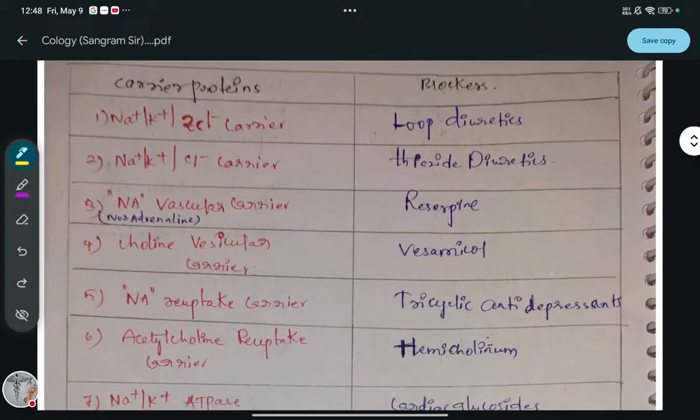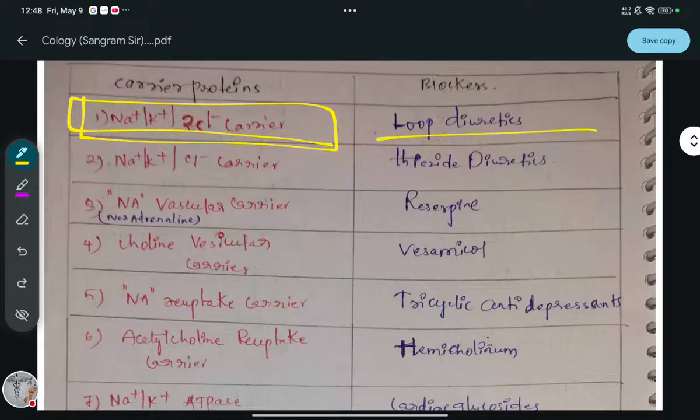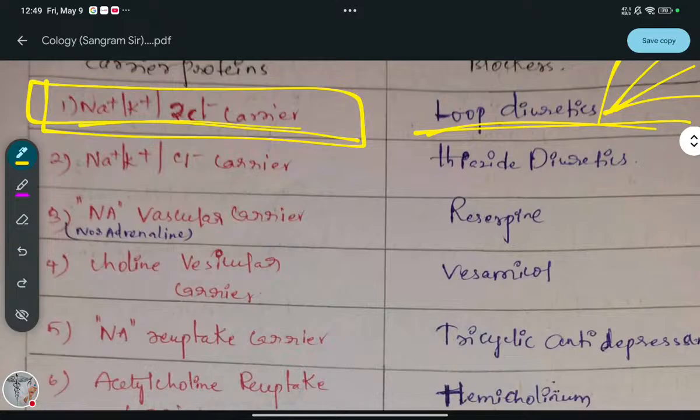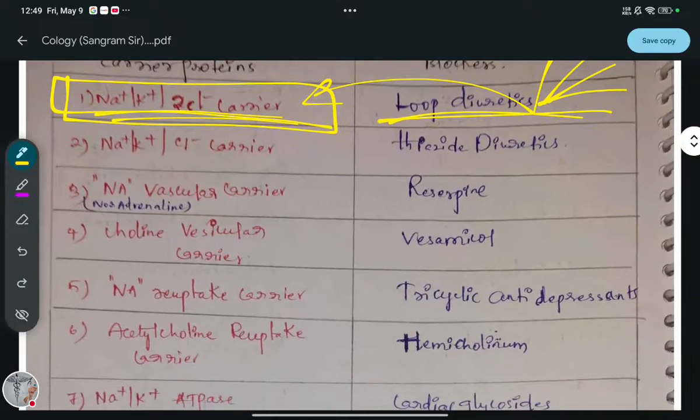The carrier protein like the sodium potassium 2 chloride carrier is very important in the case of diuretics. Mainly loop diuretics act on this, like furosemide, bumetanide, torsemide, ethacrynic acid. These all will bind to the sodium potassium 2 chloride carrier and block it. When the carrier protein is blocked, cellular response will be seen.